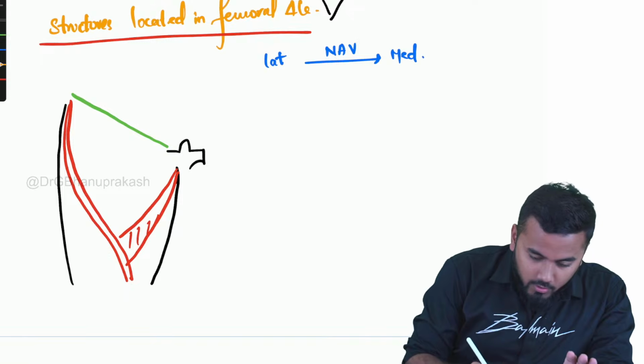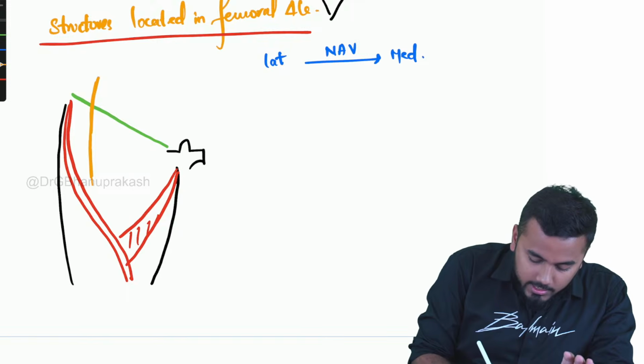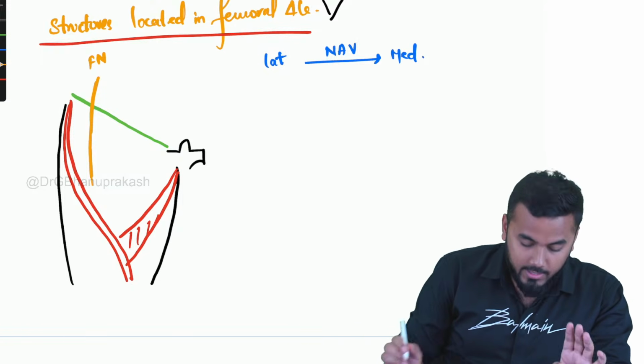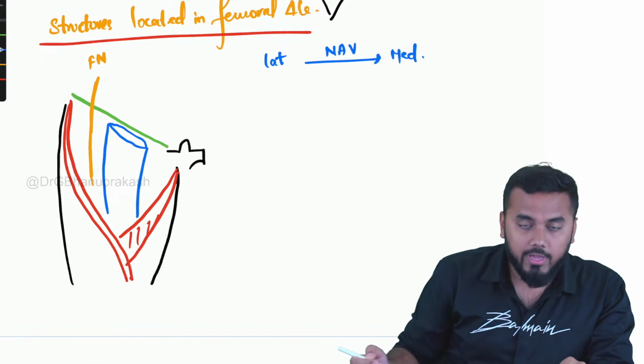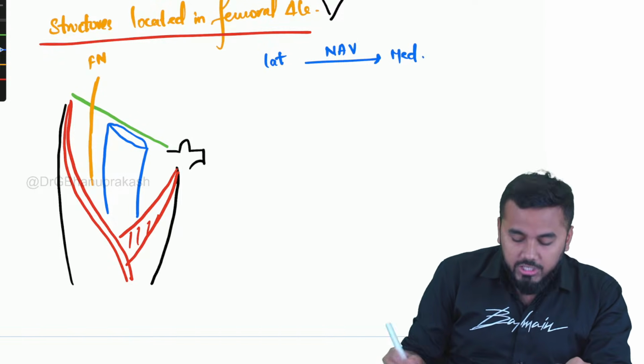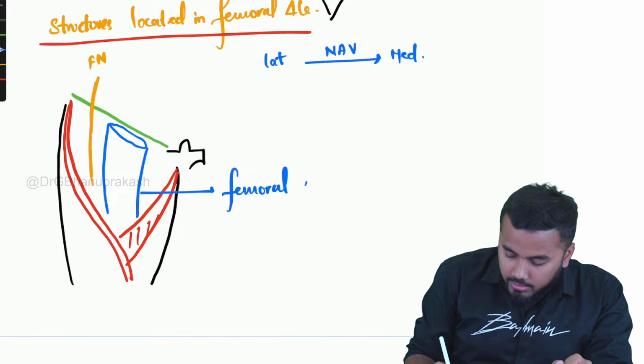We have a nerve like this. This nerve is called the femoral nerve. Next, we have a cavity like this. This is called the femoral sheath.